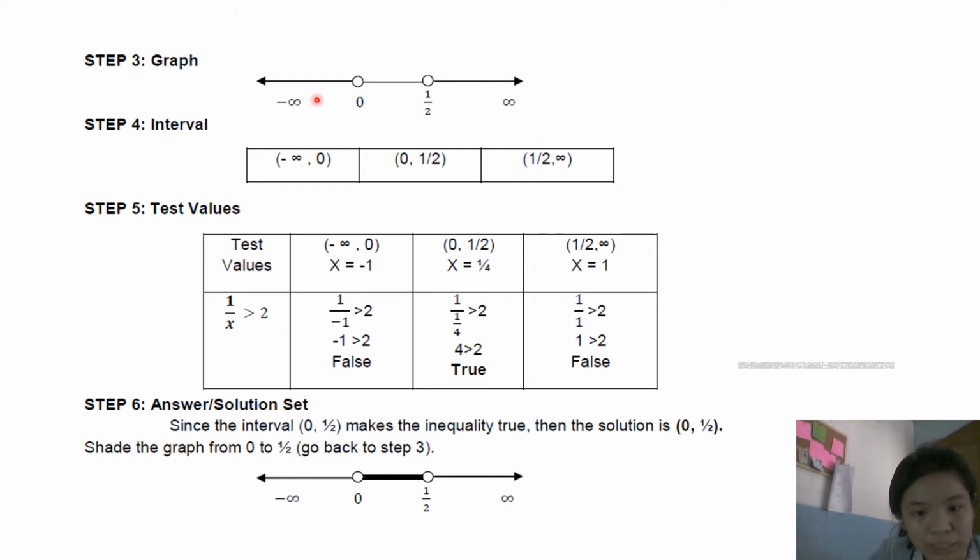So, we go back to step 3. This is it. So, we will answer it now. Where is the shaded part? Here. Between 0 and 1/2.